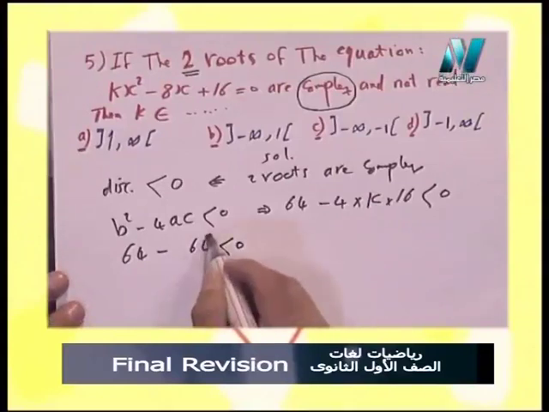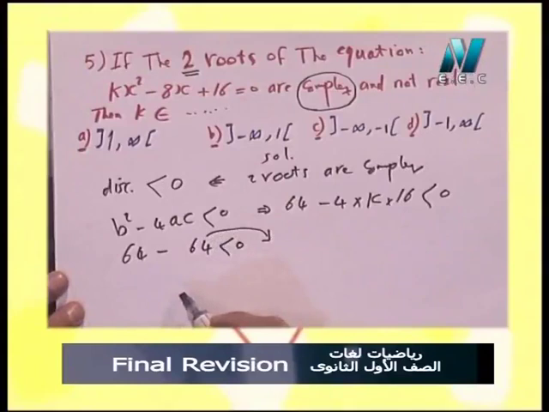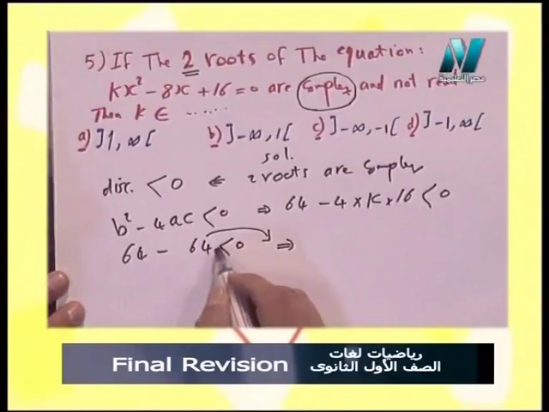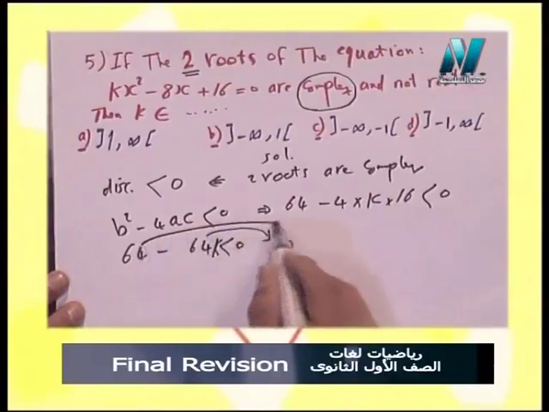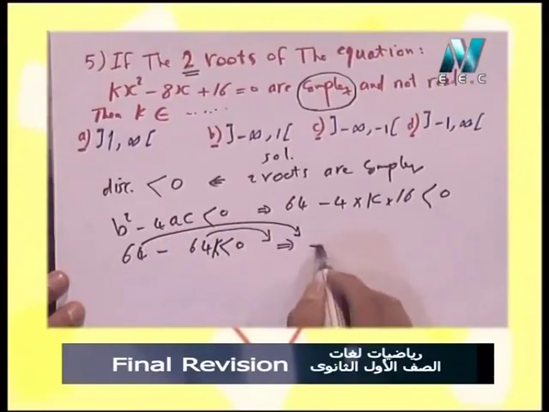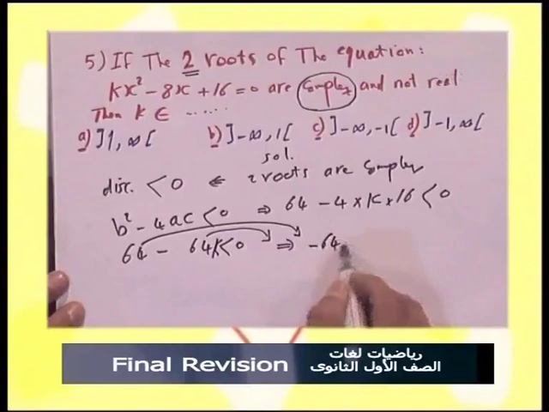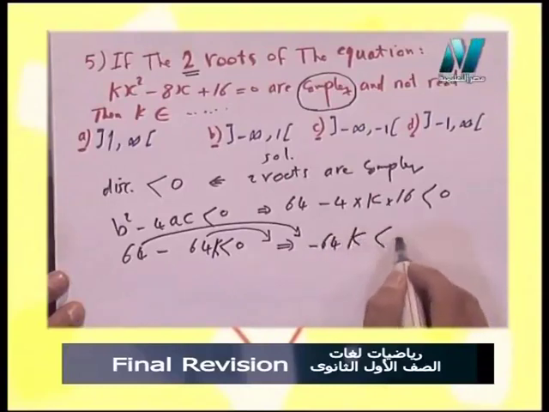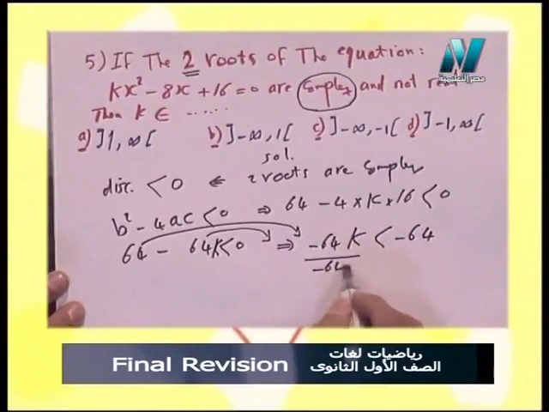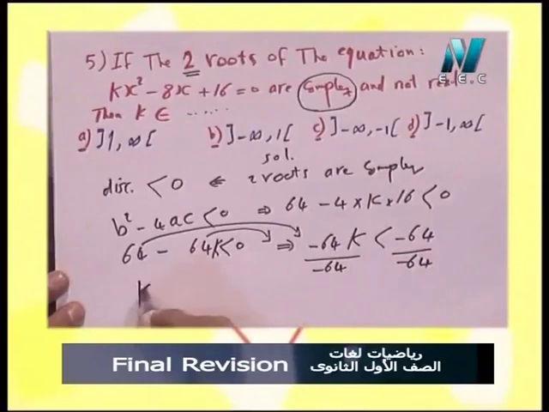So transfer here negative 64 by 64. So, okay, we have here k also. Transfer this one to another side. So negative 64k less than negative 64. By dividing by negative 64 the two sides here, then k will be greater than 1.